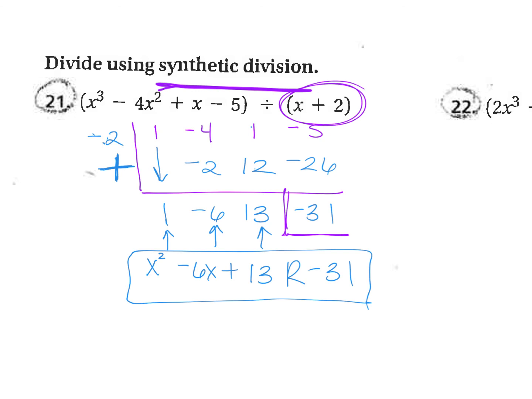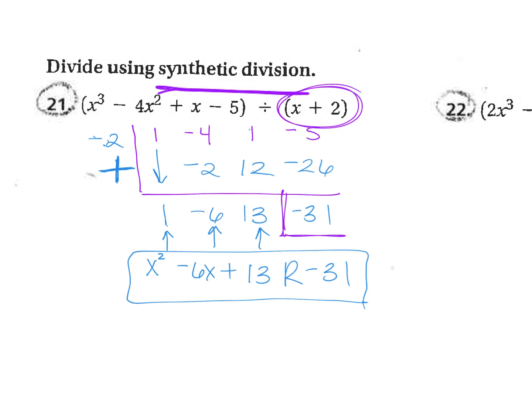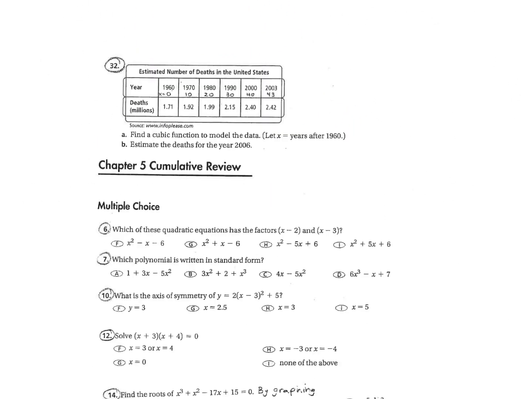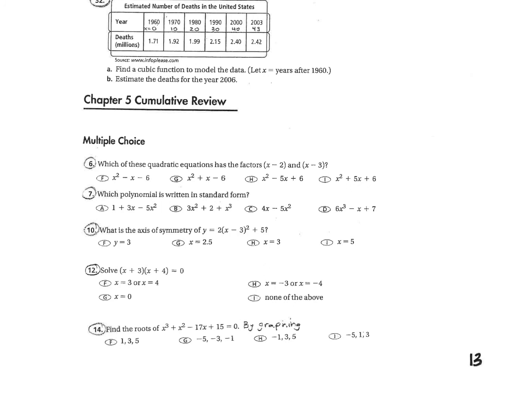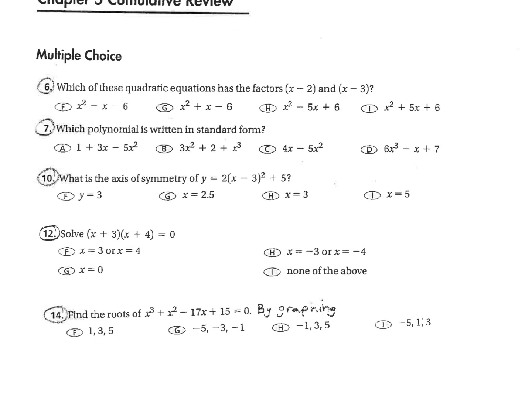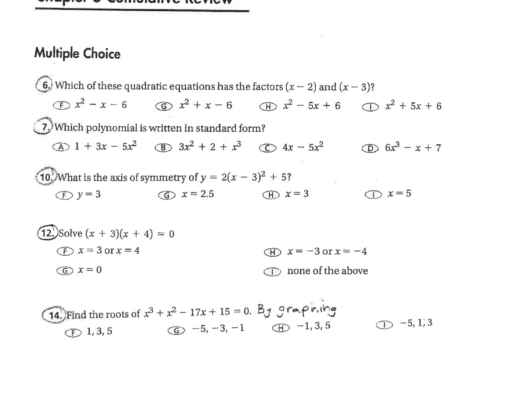Can you put the number 6 on page 13? Okay, so which of these quadratic equations has the factors of x minus 2 and x minus 3? There's a couple ways you could do this. You could factor each one of these and see what they come out to. What's the quicker way to do it?